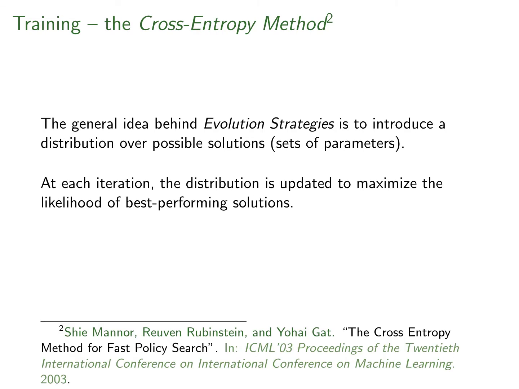We train our approach using the Cross-Entropy method, which is an instance of a broader class of evolution strategies. The general idea here is to introduce a distribution over possible solutions and to iteratively update the distribution with the general objective of maximizing the likelihood of observing those solutions which empirically have performed better.